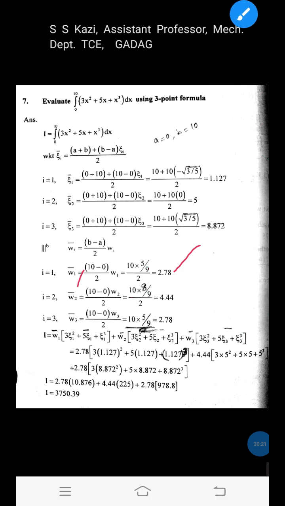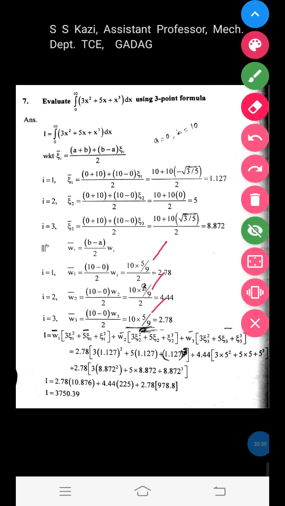Next, W2 bar is equal to (b minus a) by 2, that is b is equal to 10, a is equal to 0, (10 minus 0) by 2 into W2. The W2 value for the 3-point formula is 8 by 9. Then if we calculate the ratio, we will get 4.44. Likewise, W3 bar is equal to (10 minus 0) by 2 into W3, where W3 is also 5 by 9, and the ratio is 2.78. Because for the 3-point method, W1 is 5 by 9, W2 is 8 by 9, W3 is 5 by 9. Already we have discussed this in the previous video.